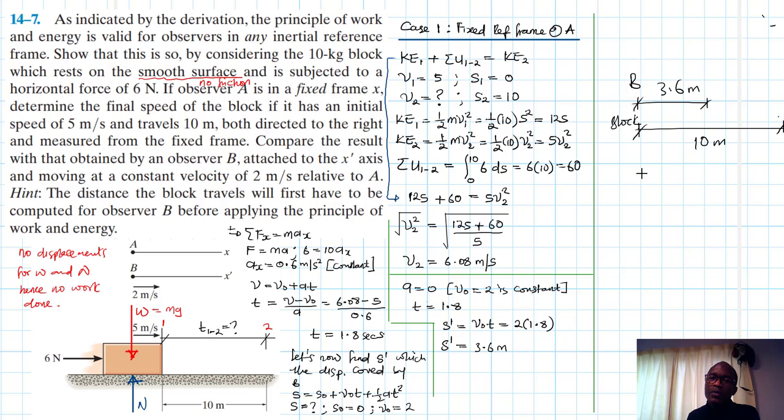So by the time the block covers 10 meters in 1.8 seconds, B will have covered 3.6. So it simply means B will be here, okay? And the distance that B will be looking at is this distance here, which is 10 minus 3.6. So this is the distance that we are going to consider, as the displacement that the block will have covered, the one that we are going to use in computing work and everything else. All right.